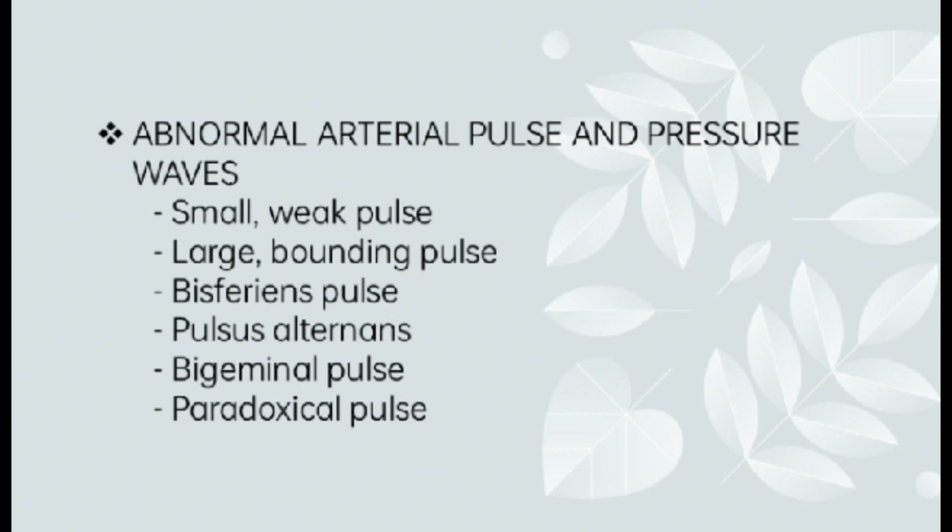And then number five is the bigeminal pulse. This is the alternating strong and weak beats, resembling the patterns of a premature ventricular contraction. And then lastly, we have the paradoxical pulse. It is a decrease in pulse amplitude during inspiration, typically seen in cardiac tamponade or severe obstructive lung disease.